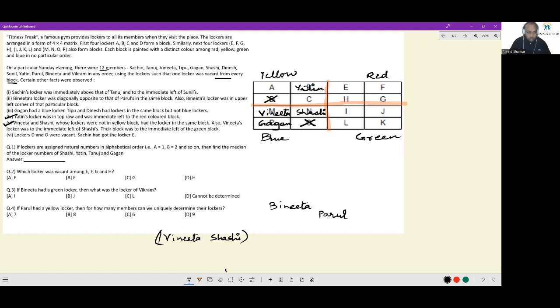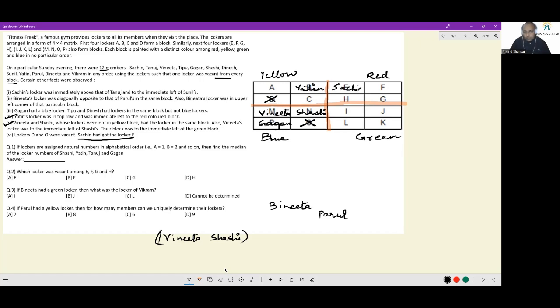Okay. And Tipu and Dinesh had lockers in the same block, but not blue lockers. So, we can't really tick off 3 right now because the second part of Q3 is not completely taken care of. Next is, within point 6 itself, we had one other point. Sachin had got locker E.